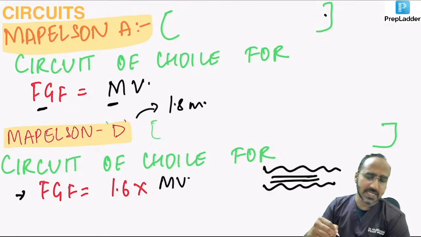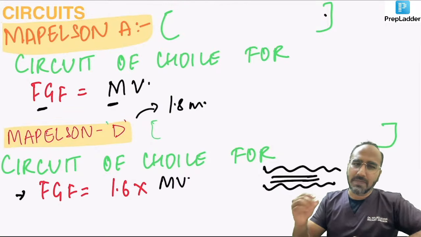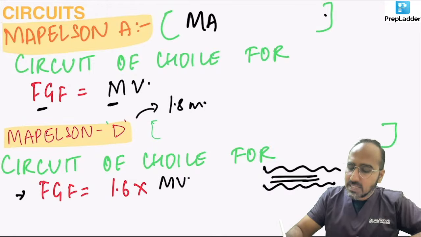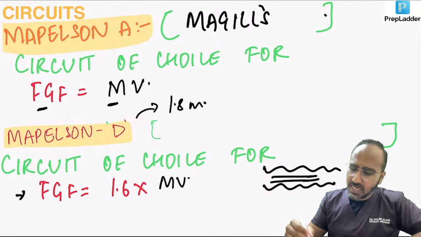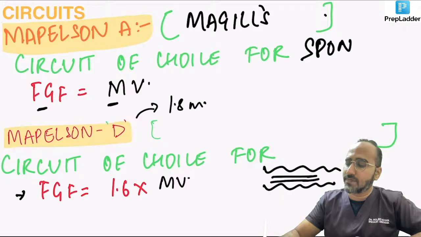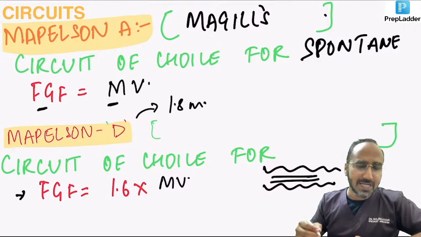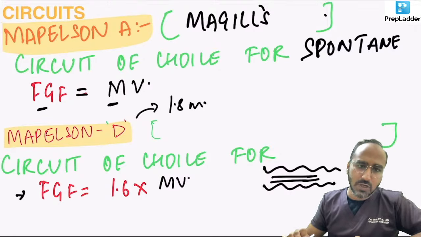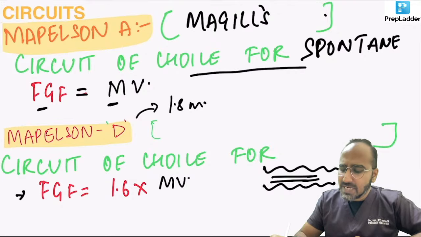Now as we are discussing circuits, we will discuss some points of the circuit guys. Mapleson circuit. Mapleson A was the first introduced circuit, which was also called Magill's circuit because Magill did some modification in this circuit. It is regarded as the circuit of choice for spontaneous ventilation. In order to prevent rebreathing, we keep the fresh gas flow equal to minute ventilation. Now everyone look over here. This circuit is nothing but a pipe guys.